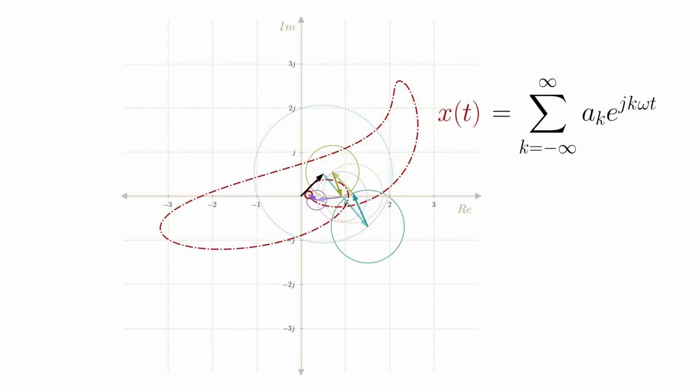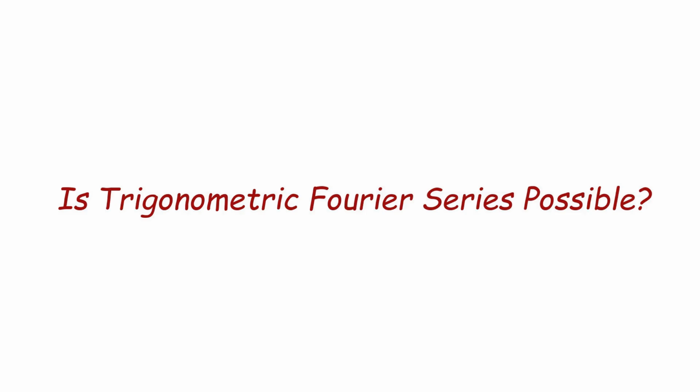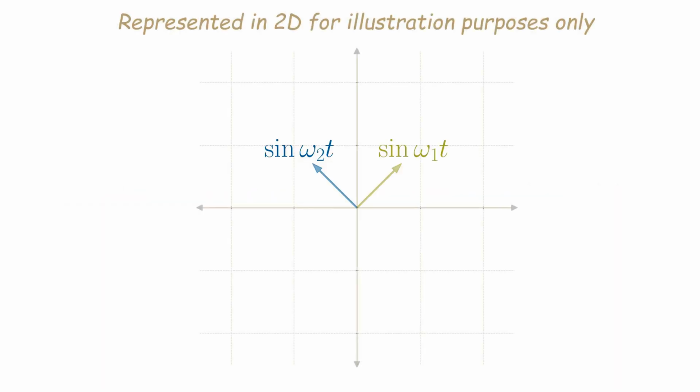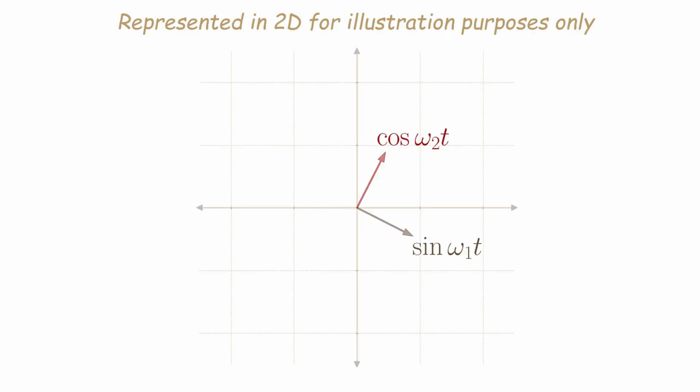We've already discussed the exponential Fourier series. Given that sinusoids make up continuous time complex exponentials, can't we have a Fourier series using sines and cosines? To answer this question, we'll ask a few more questions. For example, are two sine waves orthogonal to each other? What about cosines? And what about sine and cosine?